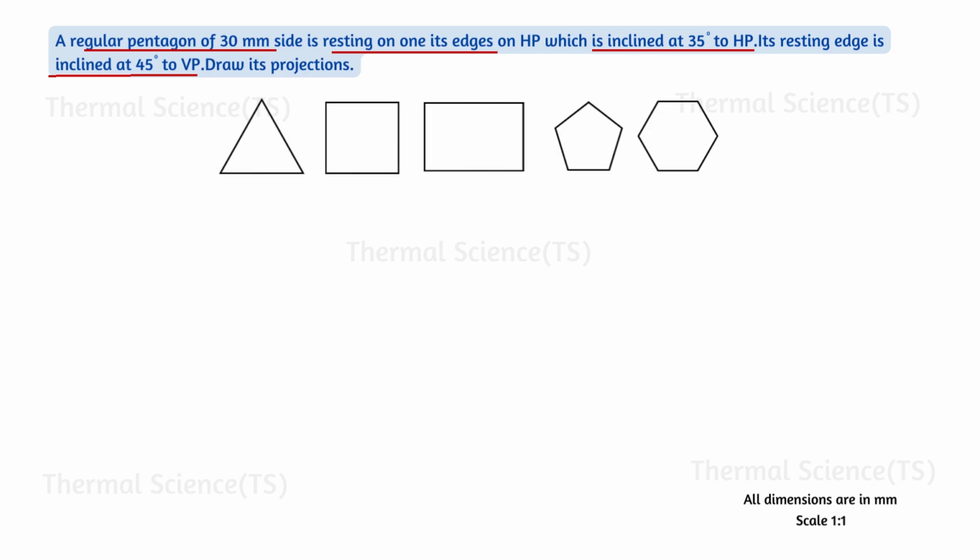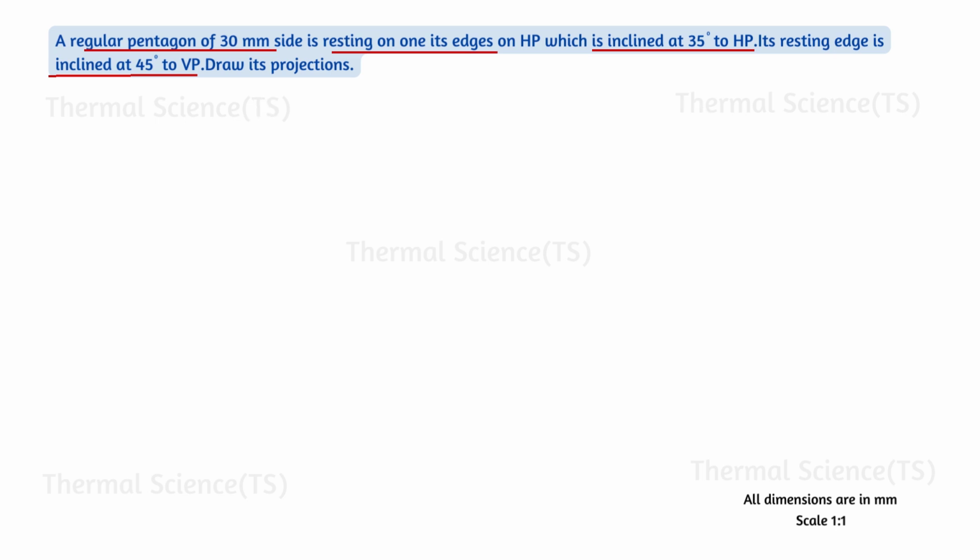For any polygonal plane, it may be a triangle, square, rectangle, pentagon or hexagon, there are only two resting positions, one on the corner and the other on the side. Depending on the condition given in the question, we have drawn the polygon on the respective plane, either HP or VP. Here, pentagon is given.